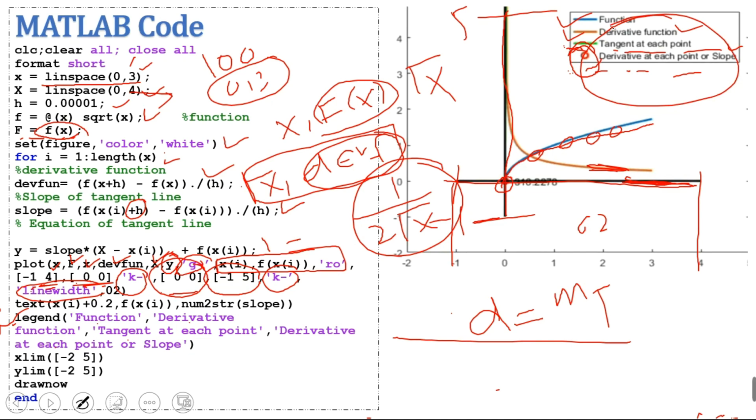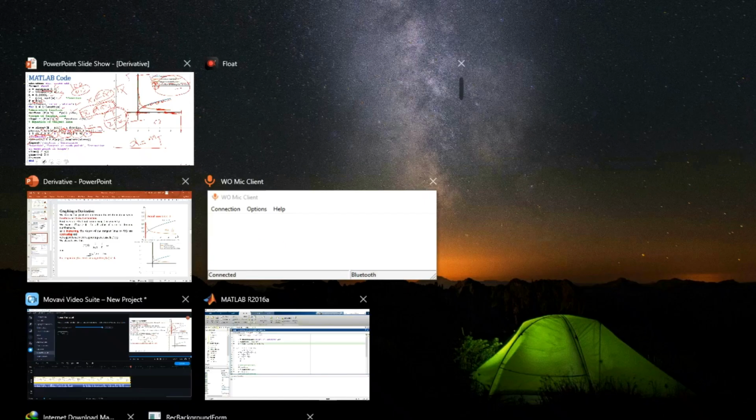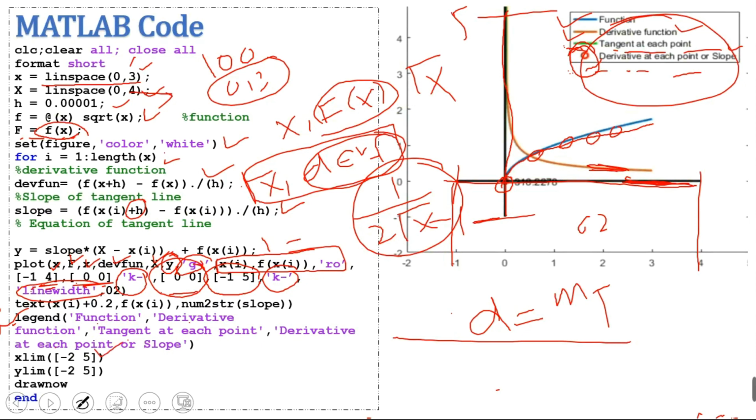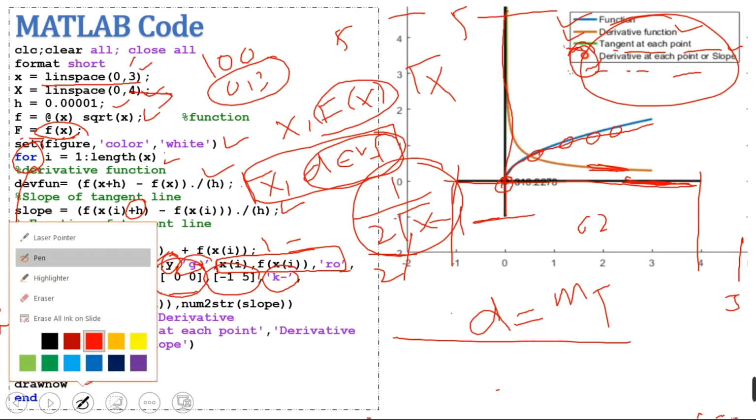This command is used to set the x limit, from -2 to 5, and this is the y limit, also -2 to 5. Then we use the drawnow command, and we end our for loop. So this is the Matlab code to plot a given function and its derivative function.